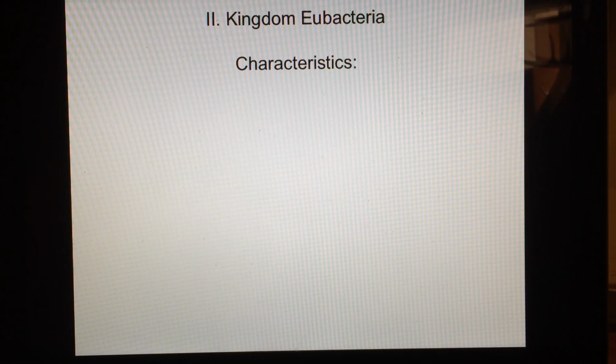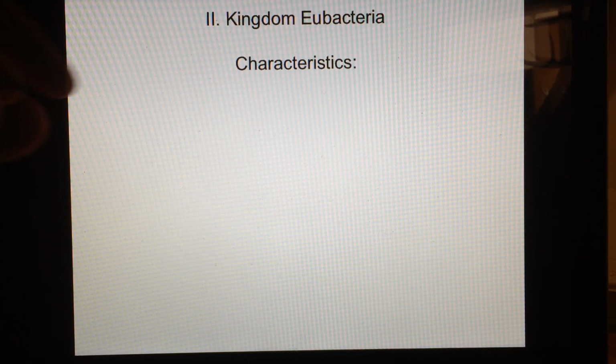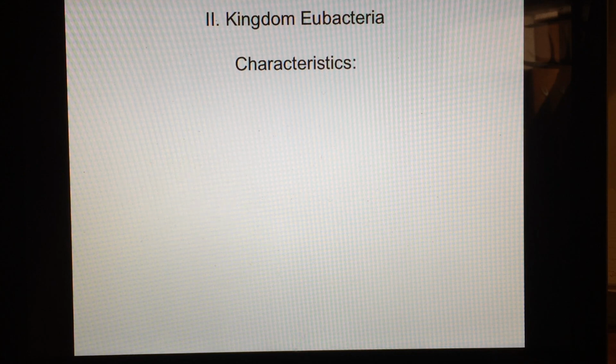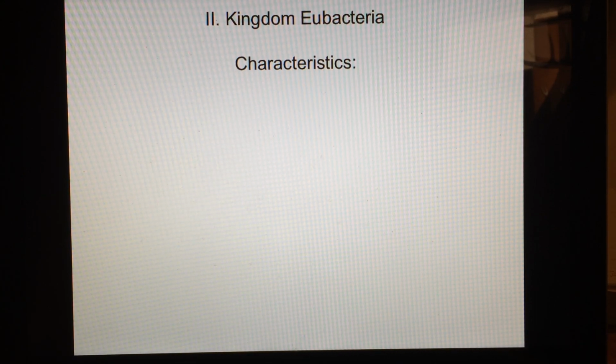All right, nice, easy, short one today. Let's go to kingdom number 2, kingdom Eubacteria. Eubacteria, that's a prefix in Latin that means true or the real bacteria. So archae was the ancient ones, Eubacteria are the true bacteria. So this is going to be the kingdom of bacteria that you've all heard of for sure.